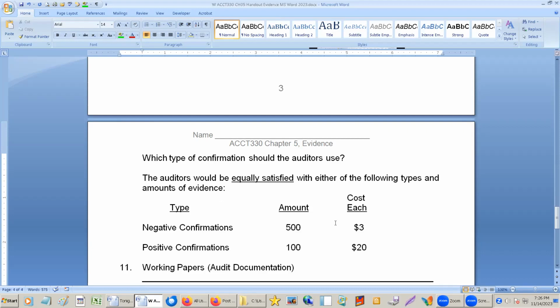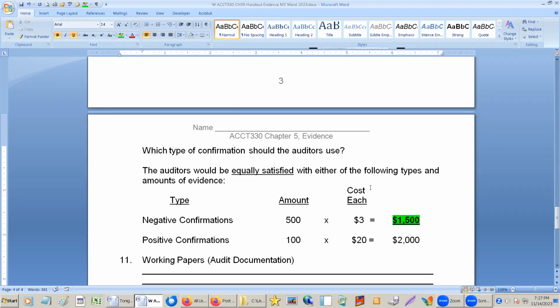Negative? Costs less. So if you're still happy with it, no matter what, $1,500. And these would cost $2,000. So which one would you choose? You'd choose the negative ones. They are cheaper, and you'll be just as happy with them. You have to send out a lot more of them, but you'll be happier with them because you don't have to hunt them down.